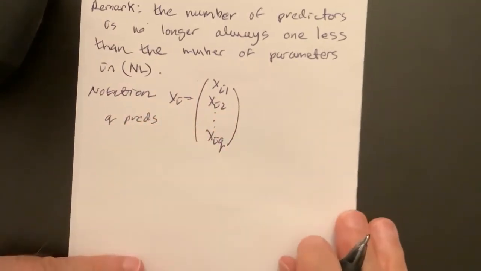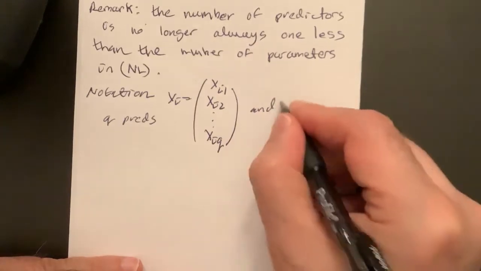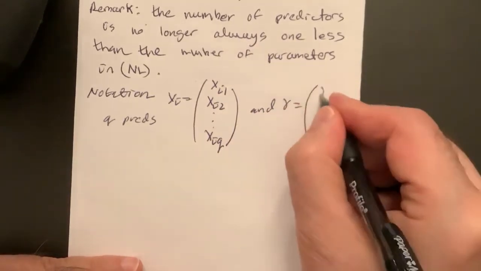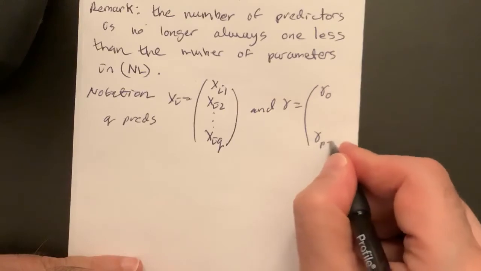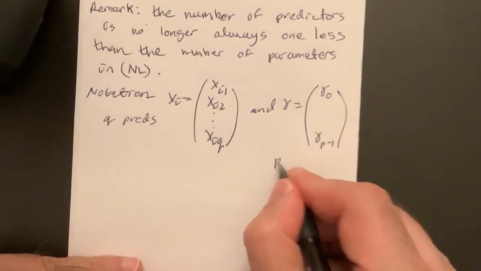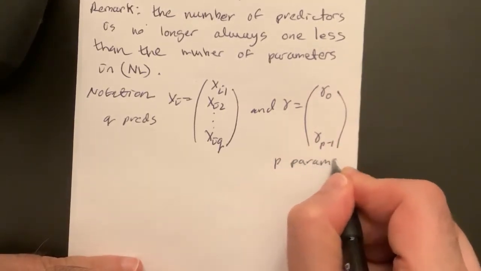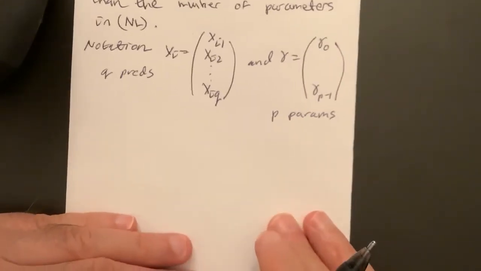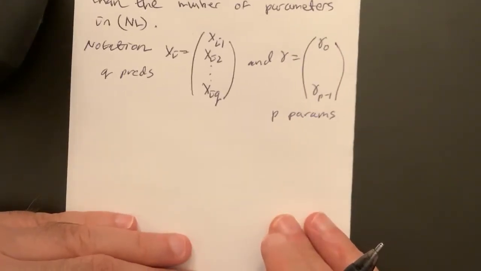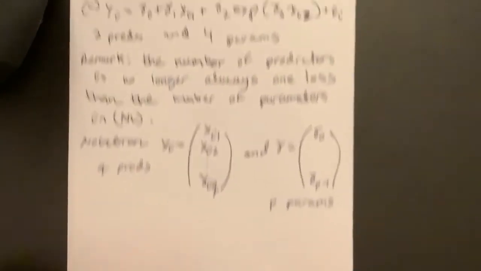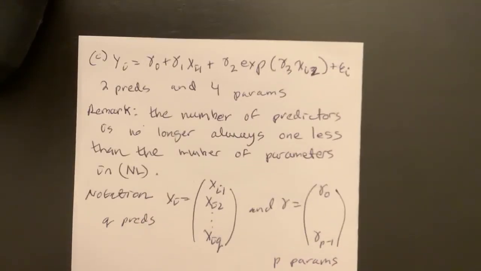Okay, and the gamma parameter vector will be gamma_0 to gamma_{P-1}. So we'll still have P parameters, same as in linear. That's probably the way to remember it: the number of parameters is the same. So we'll just call the number of predictors Q, because it doesn't depend on P exactly. What would Q be for this example? 2 here, and P is 4. Okay, and there are more.